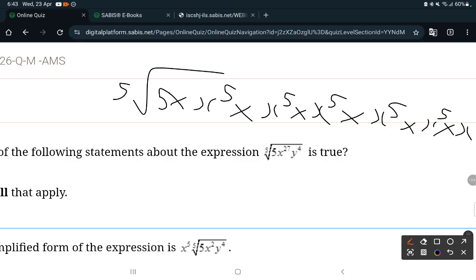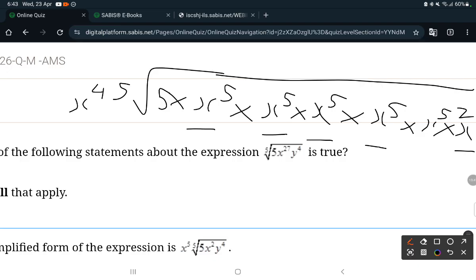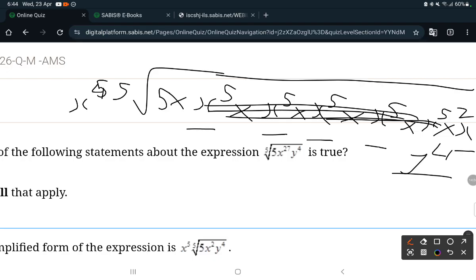I don't have space. So yeah, this stays. This is x squared, x cubed, x to the power of 4. So we have x to the power of 4 over here. No, x to the power of 5. Why did I forget the last one? It's not x to the power of 4. And then we have y to the power of 4 that cannot be taken out. It stays because it's less than 5.